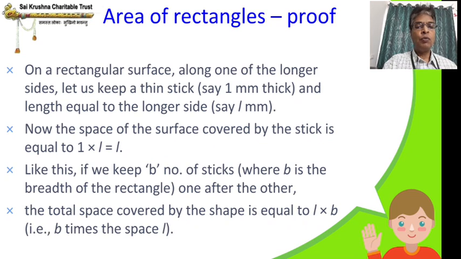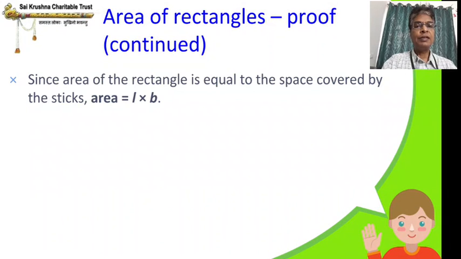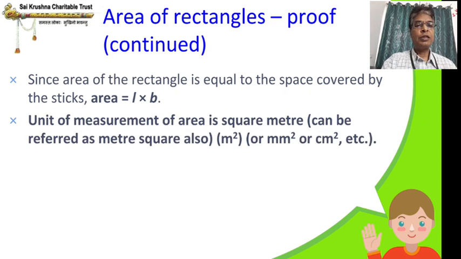So initially one stick occupied a space of L, and B times the space of L is occupied. The area of the rectangle is equal to the space occupied by the sticks, area equal to L into B. So one stick has occupied L space, B sticks will occupy B into L, equal to L into B. The unit of measurement of area is square meter, which can be referred to as meter square also, or mm square, centimeter square, feet square.